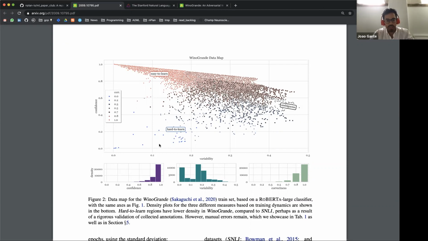So yeah, I've talked about the metrics. They also have this correctness metric, which gives the color and the shape to the plot, but they don't use it as much. And down here, you have the density for each of the three metrics. So you can see that there are many samples with very high confidence. And the majority of samples are in low levels of variability, so around this region up here.